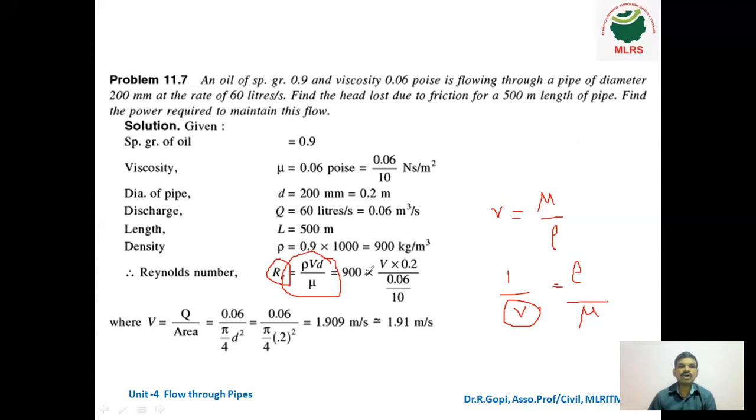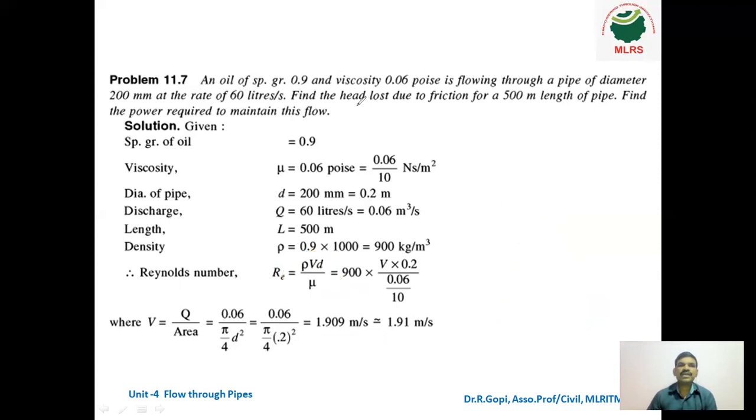I hope all of you understand this one. So now substitute all the values. Rho 900, velocity we don't know, diameter 0.2, and mu value 0.06 divided by 10. So now we have to calculate the velocity. How to calculate velocity? Q divided by area. So Q is 0.06 divided by area pi by 4 into d square, where the diameter is 0.2. So we got approximately 1.91 meter per second. This is the velocity.